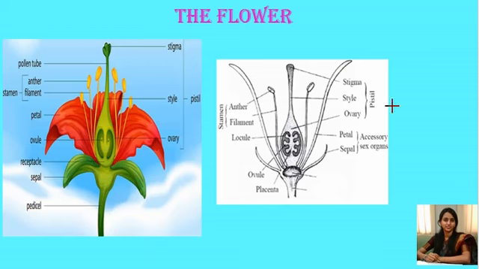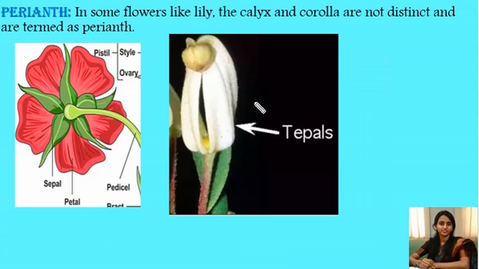So all the floral parts, that is calyx, corolla, androecium and gynoecium, are arranged on the tip of the thalamus, and this tip of the pedicel is known as the receptacle. It is known as receptacle, okay. In some of the flowers we are able to differentiate calyx and corolla.